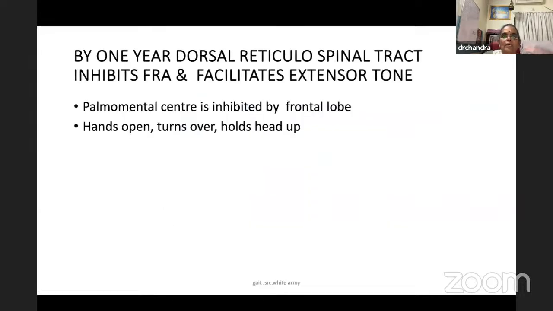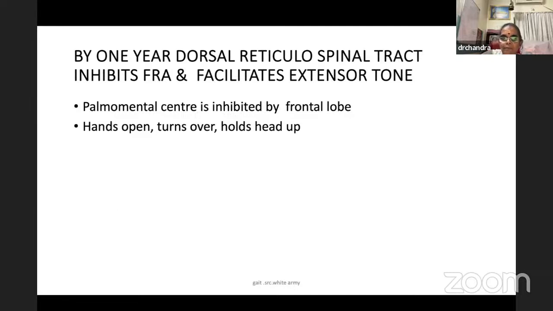So by 1 year, the dorsal reticulospinal tract completely inhibits the flexor reflex afferents and facilitates extensor tone. At birth, the flexor tone is the dominant tone. But when the child slowly progresses, the flexor tone becomes suppressed and the extensor tone becomes the dominant tone. The palm-chin center is inhibited by the frontal lobe. Hands open, the child turns over and holds the head up. All these are extensor tone mediated postures.